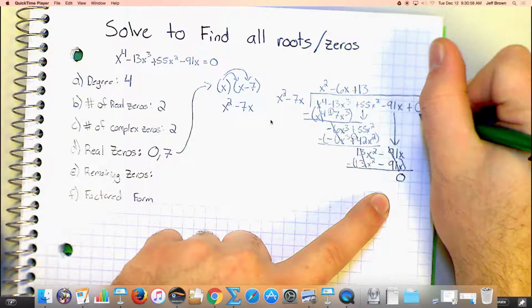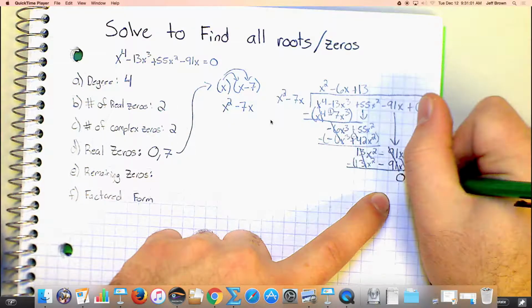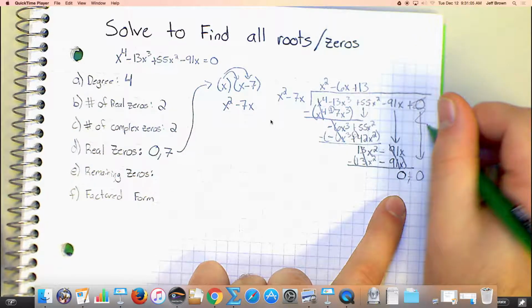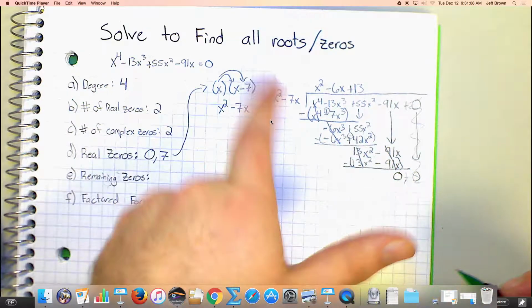Okay, now if you really want to bring down that last 0, I just still have a remainder of 0 and 0, so our remainder is just 0. Okay, this one on the end didn't actually need to be there, because I got a remainder of 0 before I got to that point.